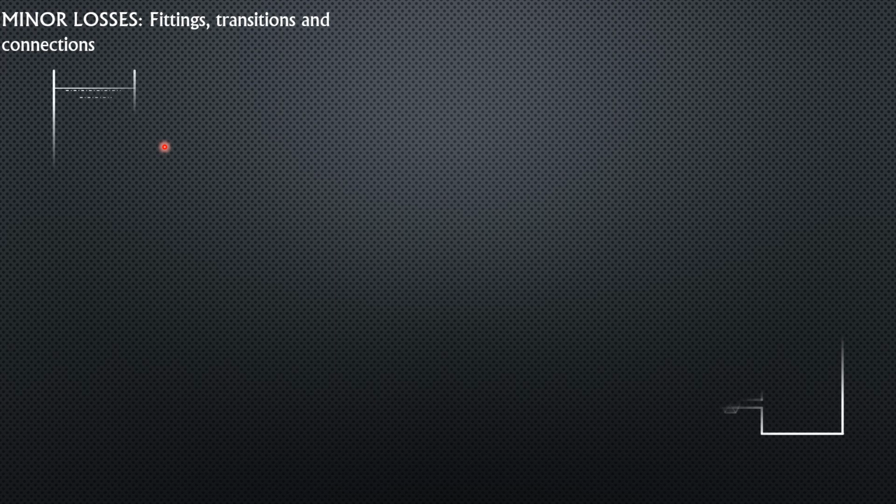So to help you visualize the situations in pipe systems where we have frictional loss and minor losses present, let's have these pipe systems connecting two reservoirs, and the flow is, let us say, by gravity alone. There are no machines. So fittings, transitions, and connections.